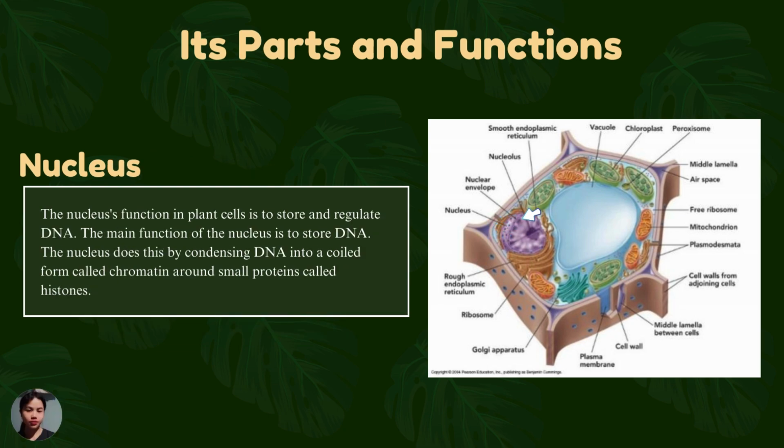Nucleus is another part of the plant cell. We use bubble gums to represent the nucleus. The nucleus function in a plant cell is to store and regulate DNA. The main function of the nucleus is to store DNA. The nucleus does this by condensing DNA into a coiled form called chromatin around small proteins called histones.